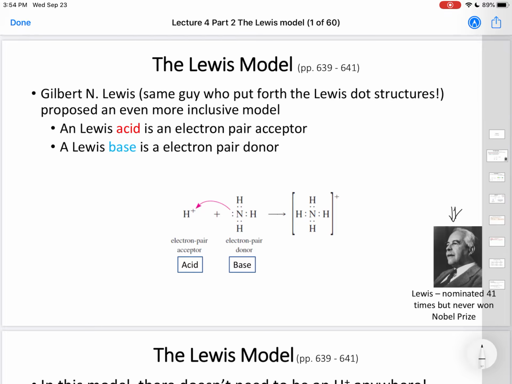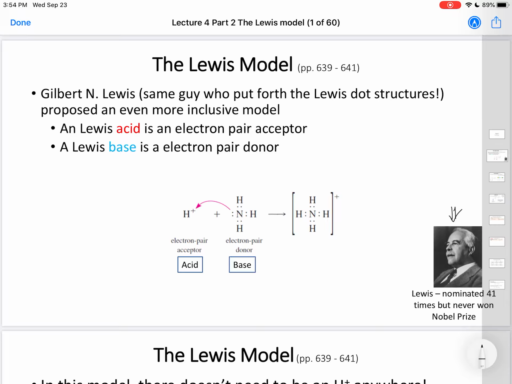He did come to a kind of sad end. He worked for many, many years as a professor at UC Berkeley, and he died from hydrogen cyanide poisoning in his lab towards the end of his life. So anyway, you can read a little bit more about him yourself, but this is the same guy who developed the Lewis dot structure model that also developed this Lewis model.